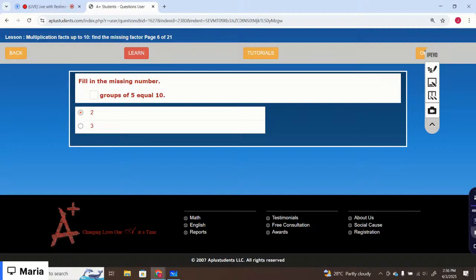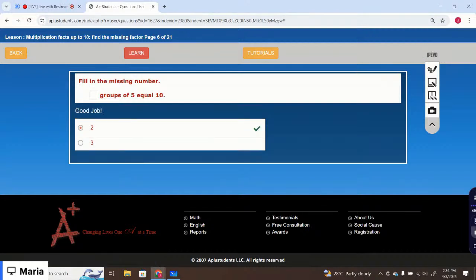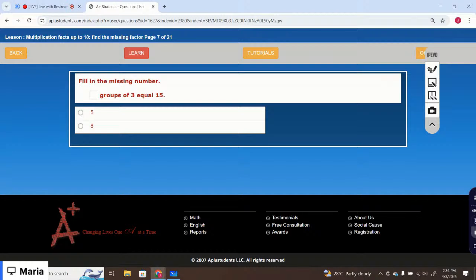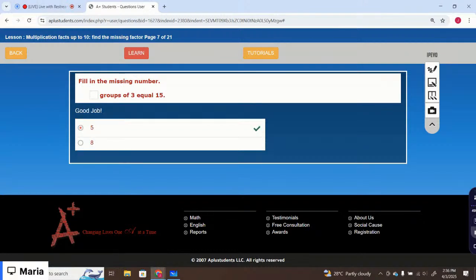2 times 5 is 10. Option number 1 is the correct option. How many groups of 3 equals 15? 5 times 3 is 15. Option number 1 is the correct option.